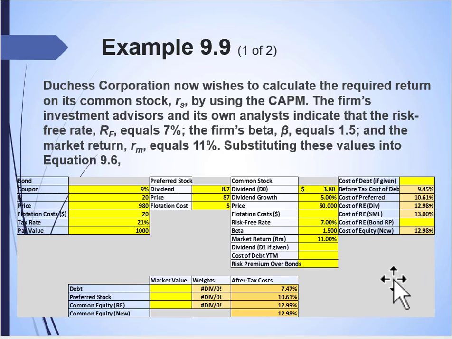There are other methods that we can use, but what we typically think about here is, these numbers won't always be, quite frankly, this close. But if they are, we can use the average. And if you look down here, here's the common equity retained earnings. The after-tax cost is 12.99%. It's just the average of the two.